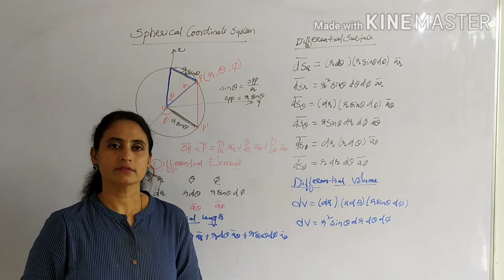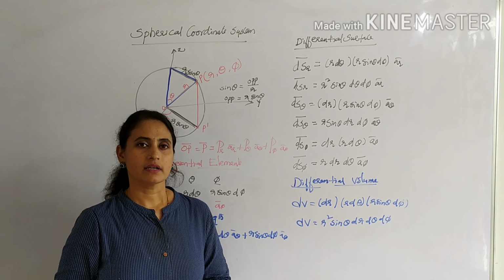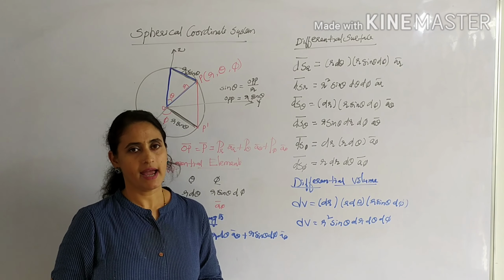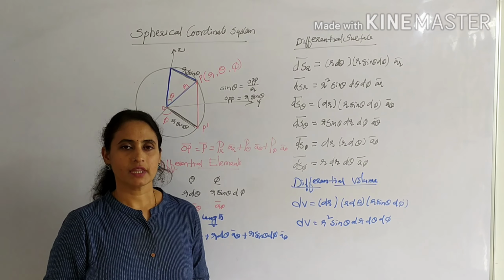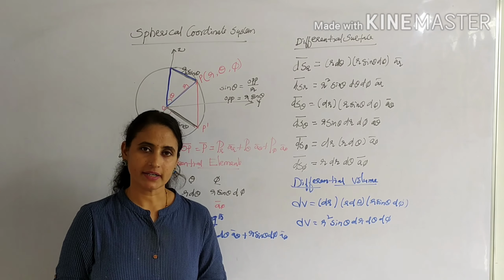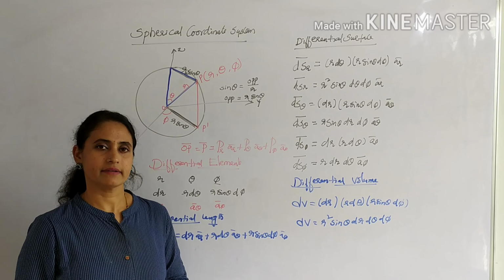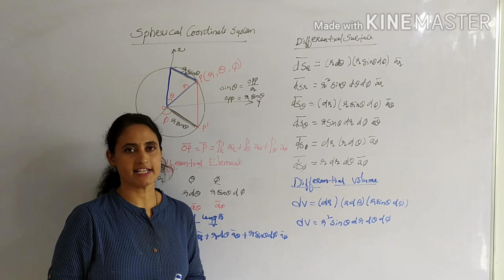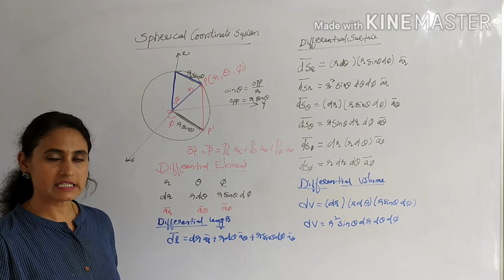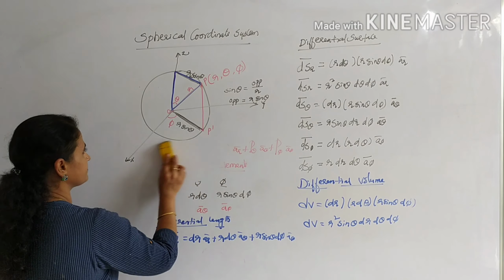This is about the three coordinate systems: Cartesian, cylindrical and spherical. Now let us move on to vector analysis, dot product and cross product. Now we will discuss vector multiplication.